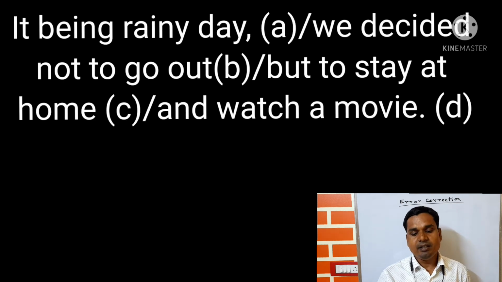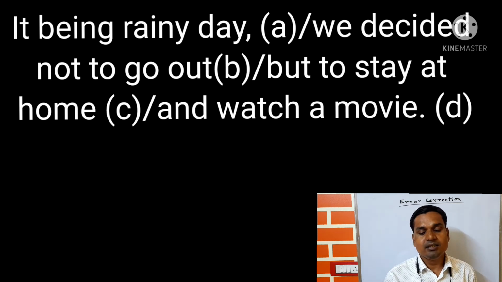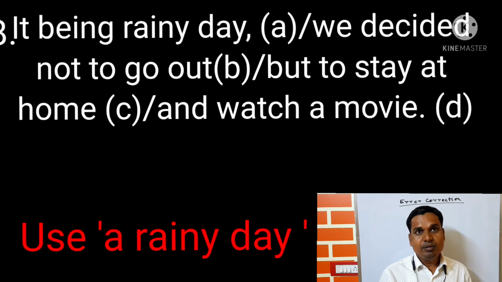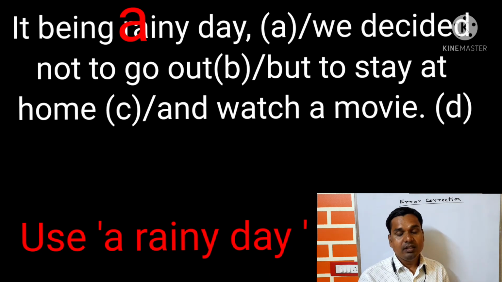Sentence number 7: it being rainy day, we decided not to go out but to stay at home and watch a movie. Find out the error. The error is in the first portion of the sentence, it being a rainy day. Before day you have to use a determiner, and the correct determiner is a. It being a rainy day, we decided not to go out but to stay at home and watch a movie.